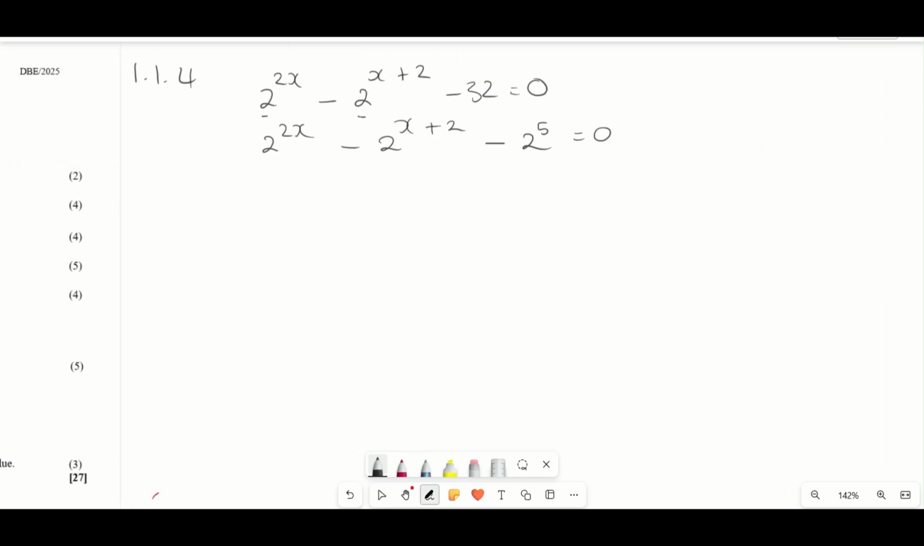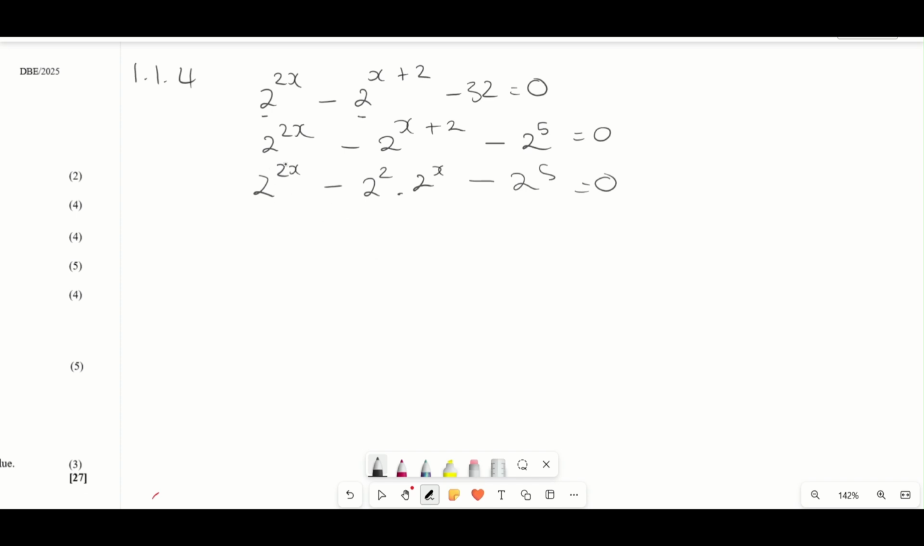So yeah, with this one here, by looking at it, I can see that I actually have a quadratic equation. Let me show you. I have 2^x minus 2. I can break this into two parts, and then minus 2 raised to the power 5. Remember, when you're multiplying the same bases, you add the exponents.